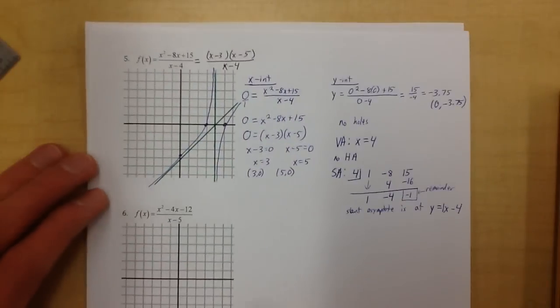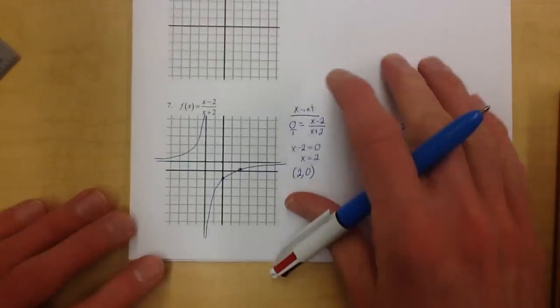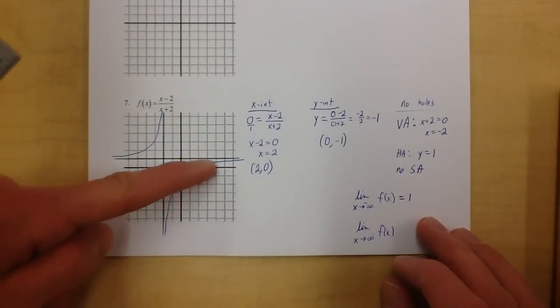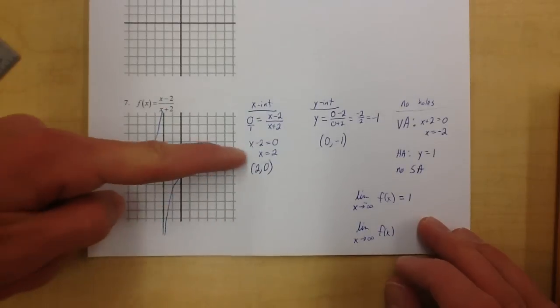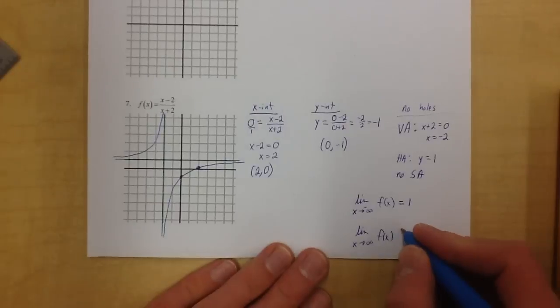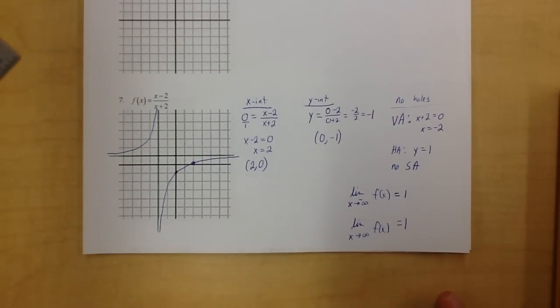See, on the other ones, which I'm about to write down, it was approaching infinity or negative infinity. Here, it's leveling off at 1. Same thing happens here. As I approach positive infinity, as I get bigger and bigger x values, this is going to get really close to a value of 1. Okay? I'm going to go back and finish 5 because I failed to do that.